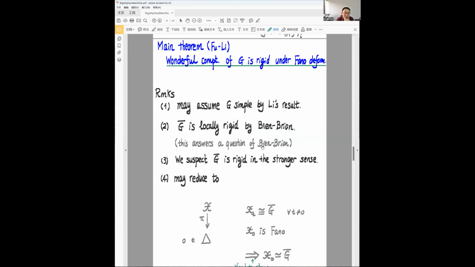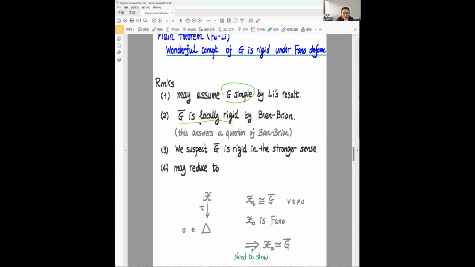The proof is quite technical. First of all, we can reduce to the case when G is simple by Sherfani's result, which says that whenever you have a product, the product is rigid if and only if each factor is rigid. So we can reduce to the case where G is simple. Also, in this case, Bien and Brion show that these regular G-varieties are locally rigid. This wonderful compactification is one example, so this is locally rigid.